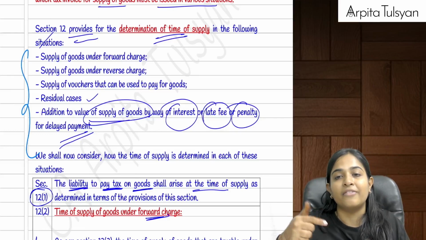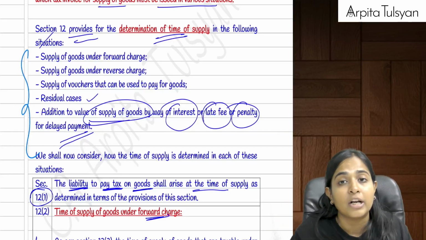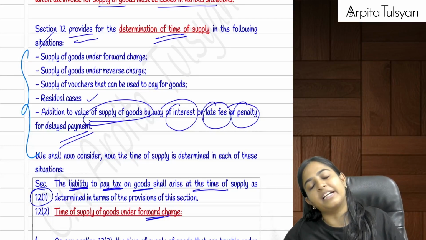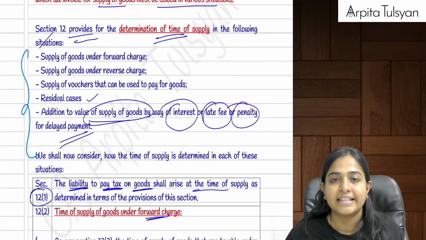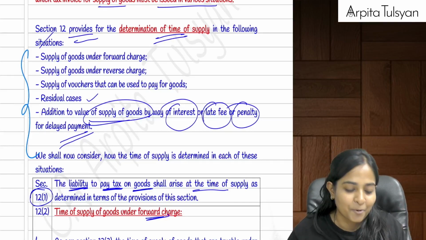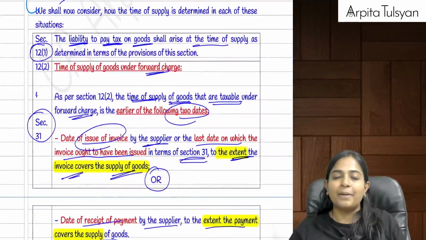Okay, whenever to the value of goods there is some addition on account of interest, penalty, late fees, etc., then in that case, what will be the time of supply for that? These are the 5 cases that we are going to consider. Till now we have just seen the heading. We have not seen the provisions. Now let's start one by one.